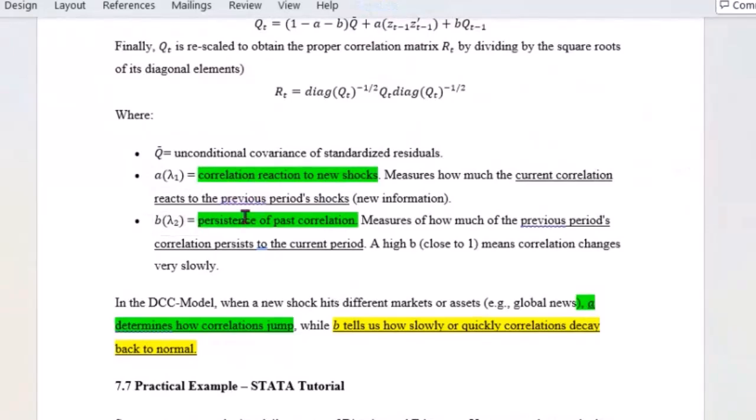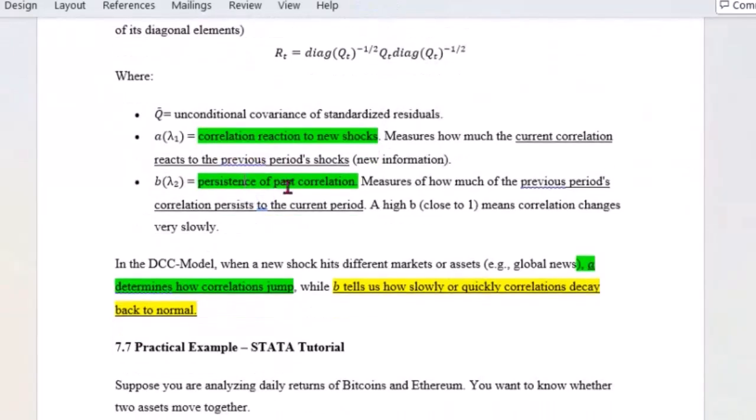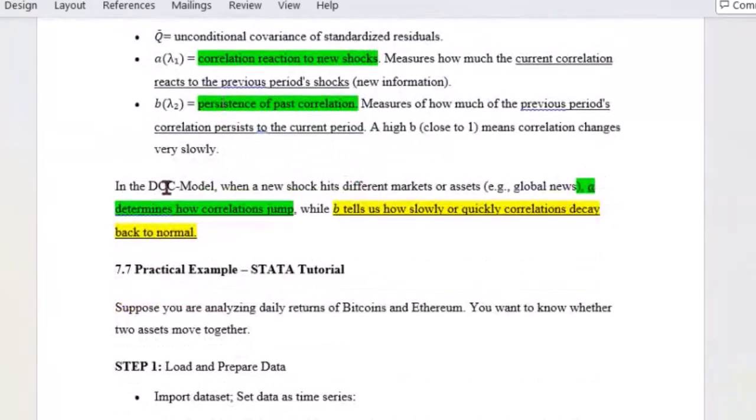Then we go to the next, persistence of that correlation. In case there is a correlation between the two, will that correlation last? How long will it take to fade out? That will be told by the second lambda. So what we look at when running the analysis is actually lambda 1 and lambda 2.